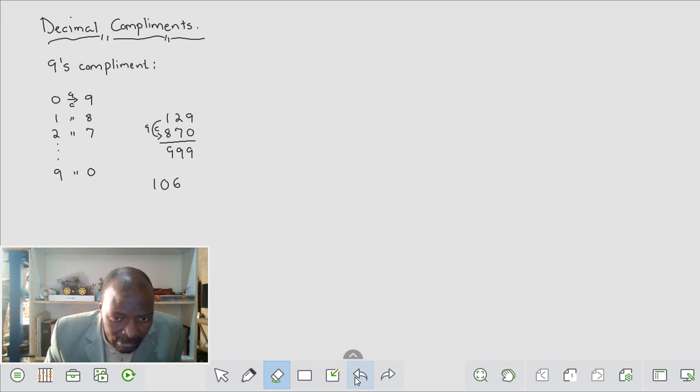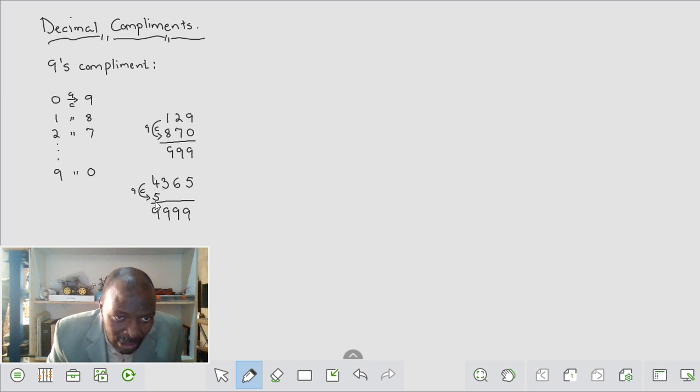436. Let me rather do this. 436. We want the 9's complement of that. Let's say it was, in a 5 here for instance, 4,365. There are 4 digits here. It is that quantity that will make this a 4-digit set of 9s. So what is that going to be? That's obviously a 5 here.